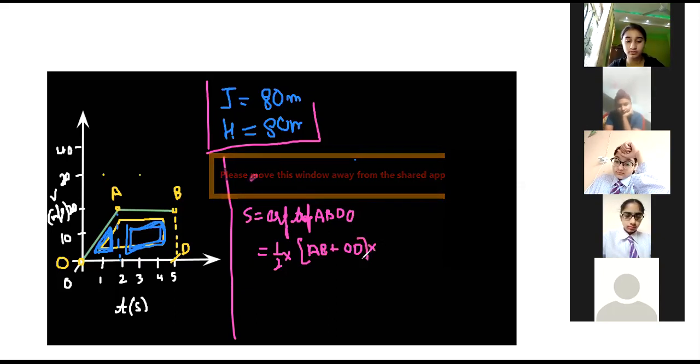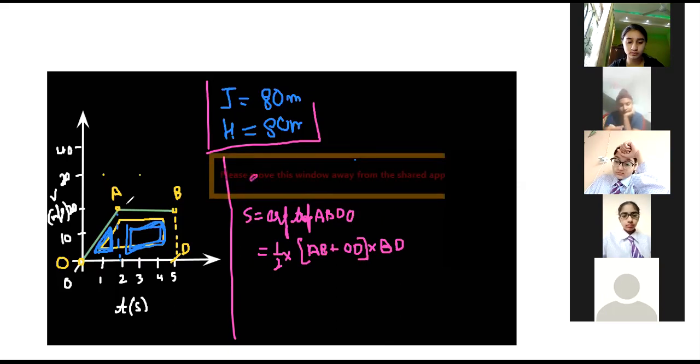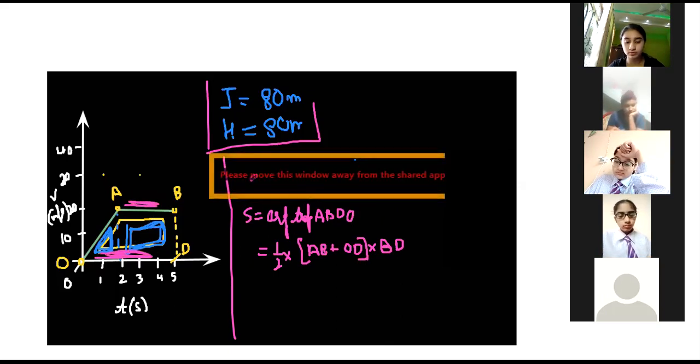Multiply by height. Which height will you take? Not the slanting one; you will take the straight height. That is BD. Fine. So the parallel sides are AB and OD, and the height is BD. Okay, putting the values, half AB.